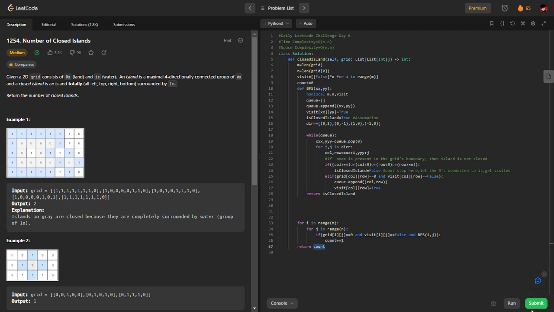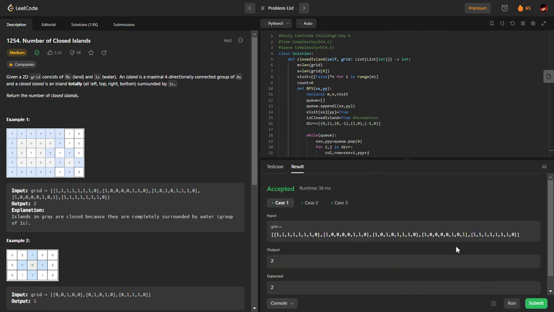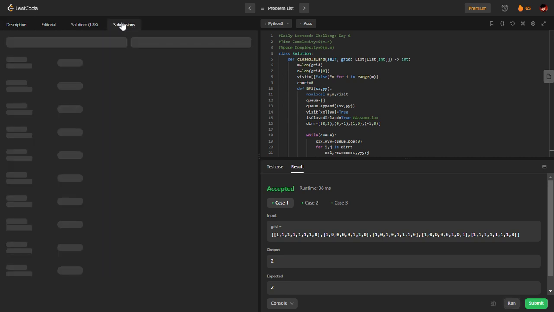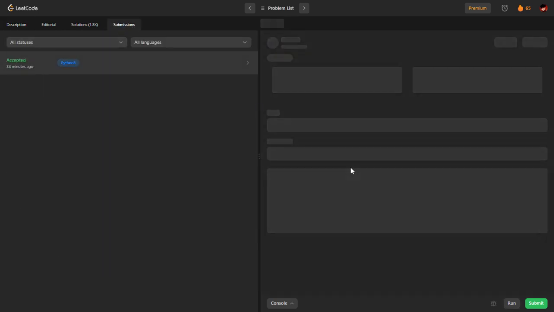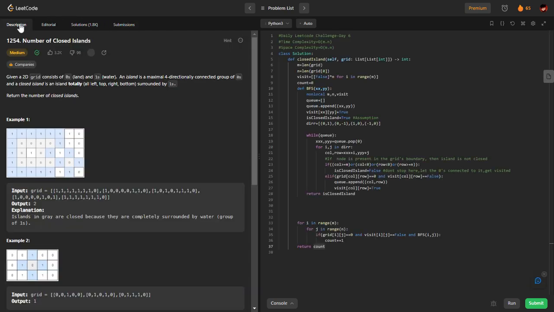If I run and show you, you can clearly see it's clearing all the test cases. And coming to submissions, you can clearly see it's a very efficient solution. It's beating nearly 92% of the Python submissions.